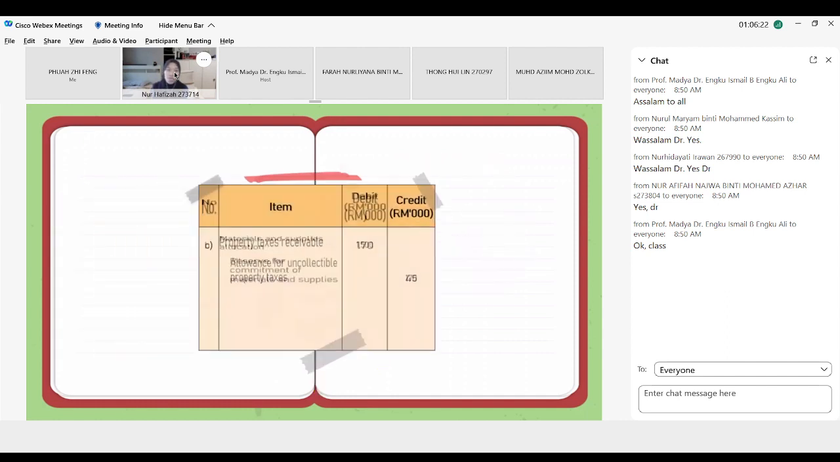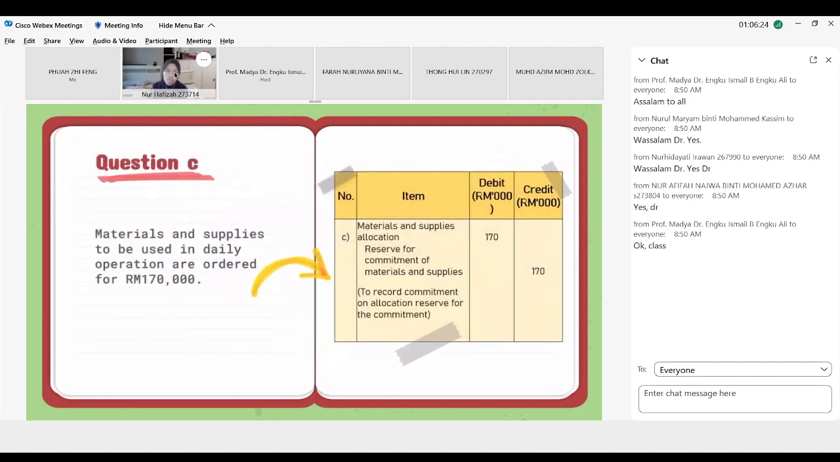So moving on to the next transaction, it is about ordering materials and supplies. The journal entries will be 170,000 ringgit debited in the materials and supplies allocation account, and with the same amount, 170,000 ringgit, credited in the reserve for commitment of materials and supplies account. And this is to record the commitment on allocation reserved for the commitment.